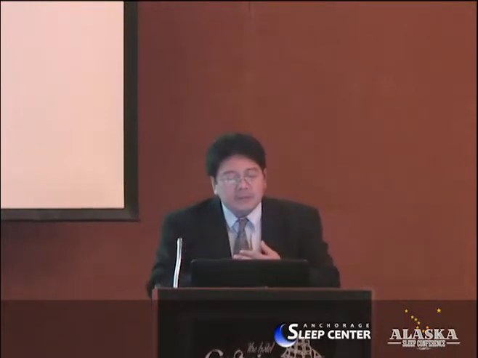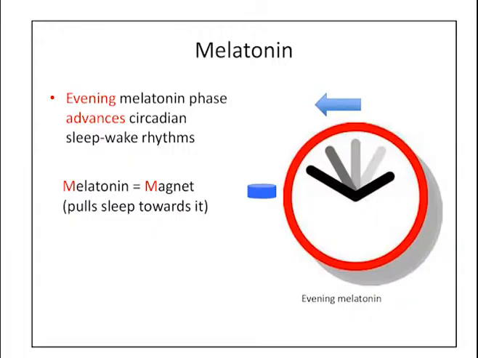On the other hand, you have melatonin. Melatonin, which is synthesized in the pineal gland, works in the other direction. If we give melatonin, let's say at night here, what it will do is attract your sleep-wake rhythm towards it, causing a phase advancement. So melatonin, M, is a magnet that's pulling sleep towards it. So the concept is clear. Light pushes, melatonin attracts.